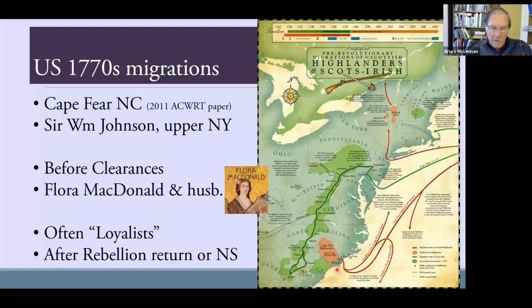And after the Revolutionary War, these people who'd gone there go off, some back to Scotland, but also some to Nova Scotia. We'll see later, quite a lot went back to Nova Scotia. The other group that I want to mention specifically are these people upstate New York, you know, just near the Catskills there in the Mohawk Valley.